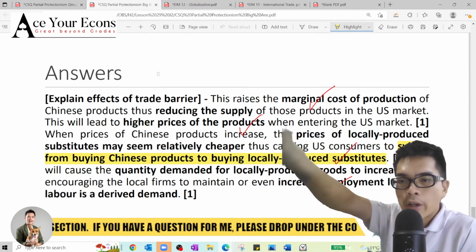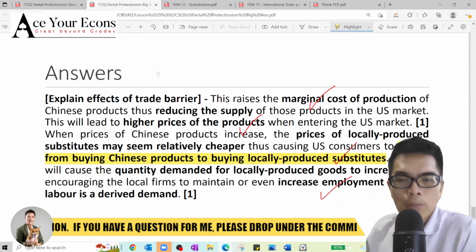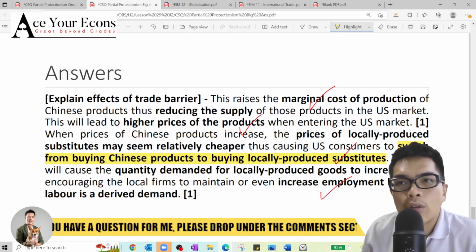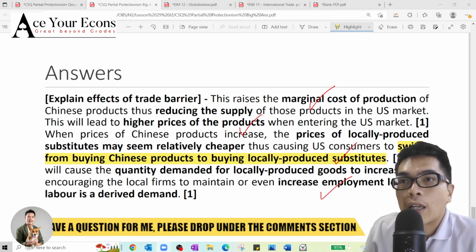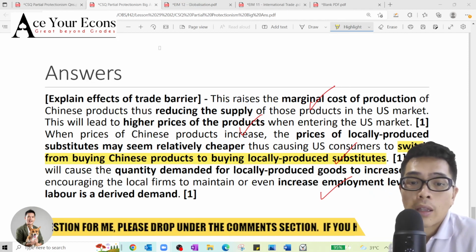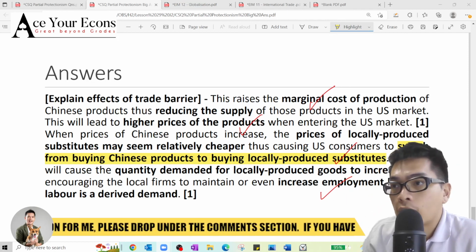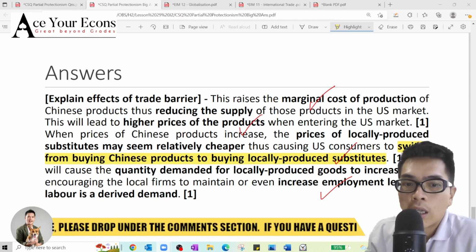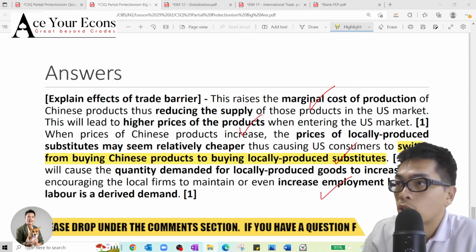Any more questions, I'll be happy to address. This is probably the first time that you encounter a tariff question, so I don't fault you if you don't get it right. At least you get the concept of switching properly embedded in your head. Switch from what to what? Switch from imports to domestic consumption.